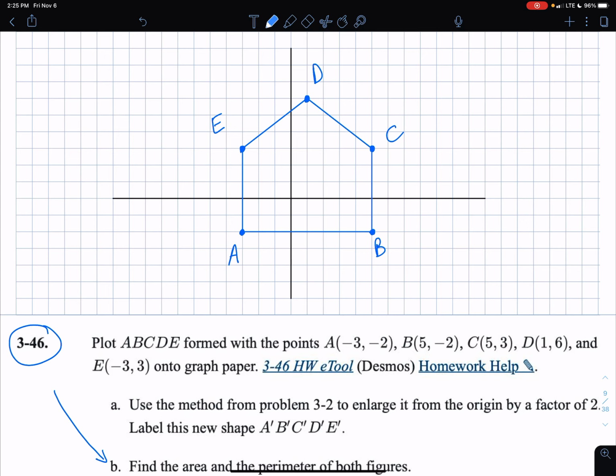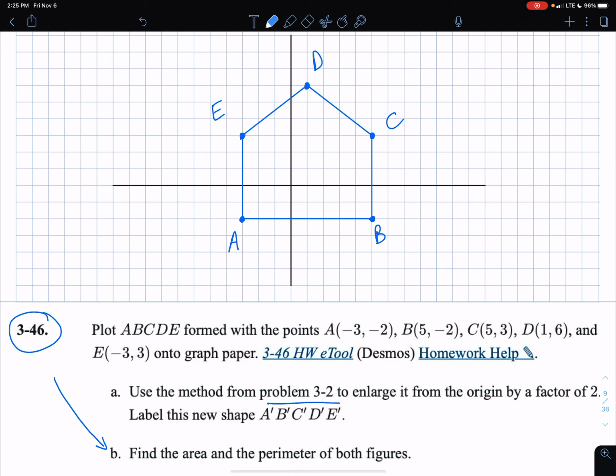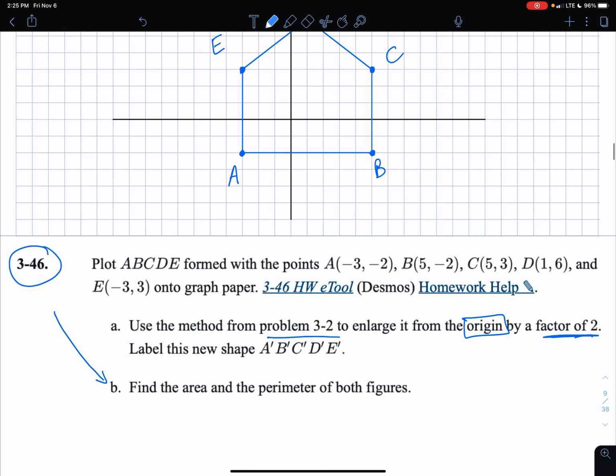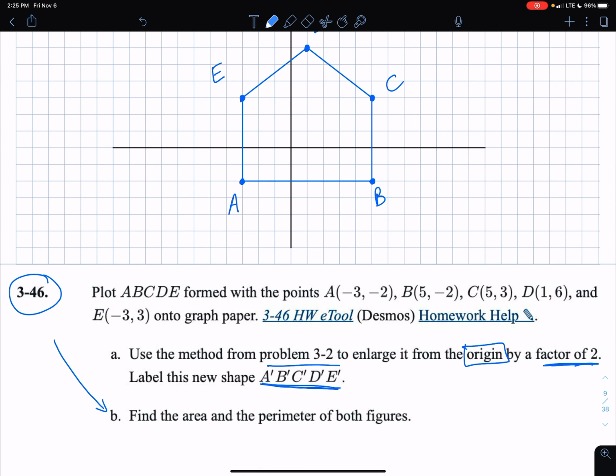All right, so part A says use the method from problem 3.2 to enlarge it. And there are a couple pieces here that are important. Enlarge it from the origin, and then, of course, by a factor of 2. And then we'll label our new shape with A, B, C, D, E prime, right? And so let's do this. The 2 key pieces here are we need to enlarge it from the origin, and specifically by a factor of 2.